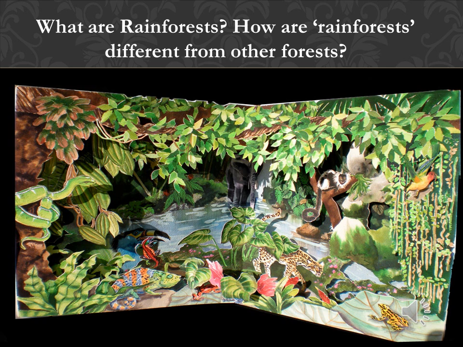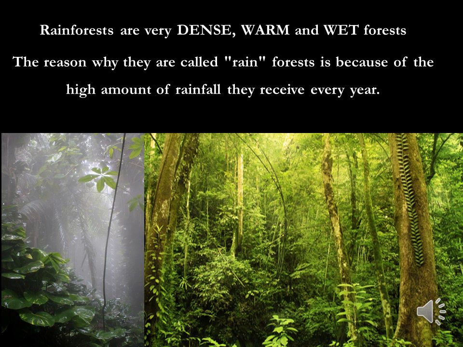So what are rainforests and how are they different from other forests? Okay, let me tell you the main characteristic of a rainforest. Rainforests are very dense, warm and wet forests. The reason they are called rainforests is because they receive a high amount of rainfall every year.